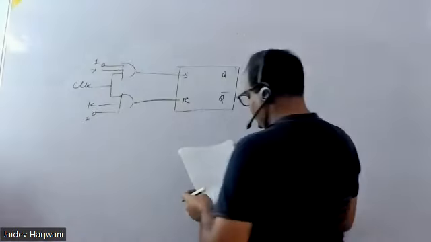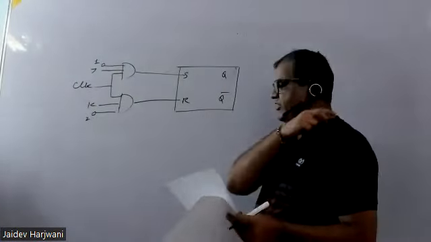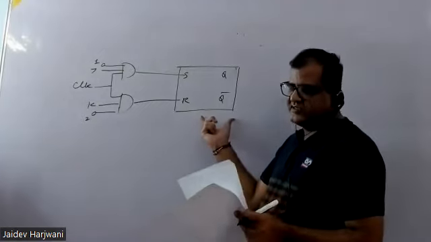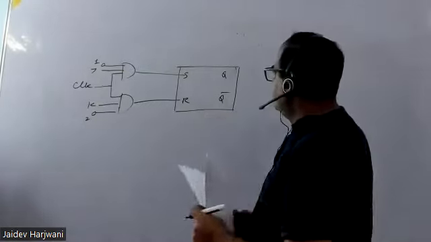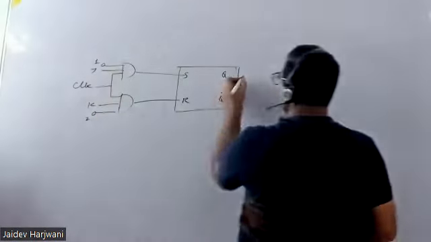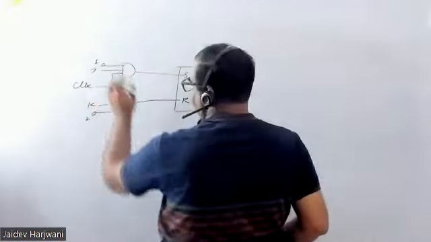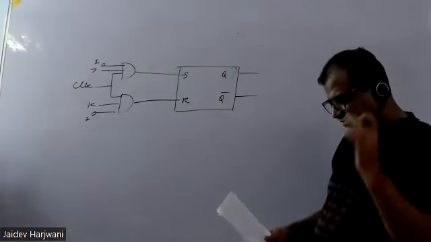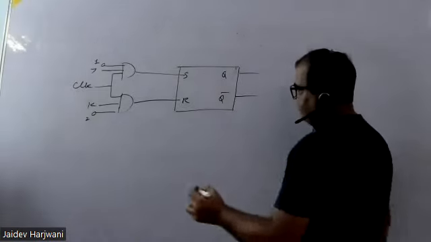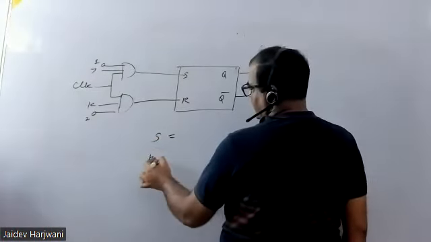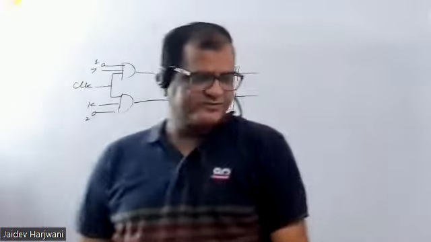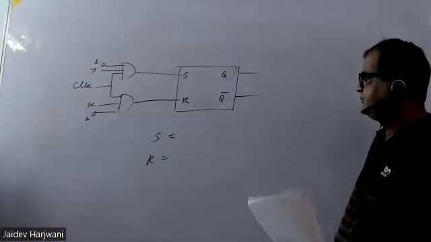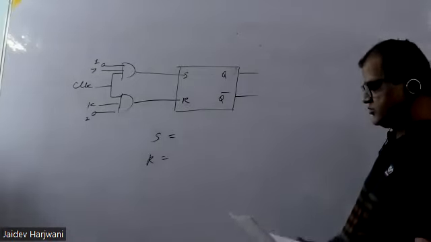In the question, they are asking: this is basically an SR flip flop. If I want to convert it into a JK flip flop, then where should I connect pin 1 and pin 2? So this is basically the conversion of an SR flip flop to a JK flip flop. So what are the conversion equations? Tell me, what are the conversion equations for S and R if I want to make a JK flip flop?